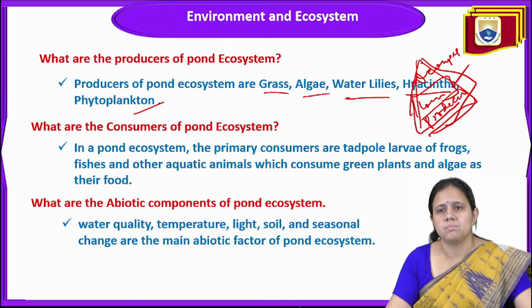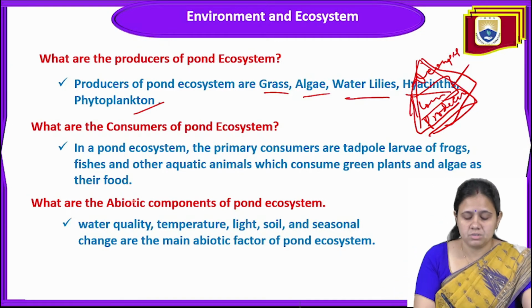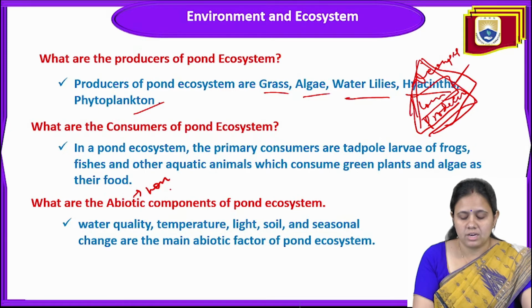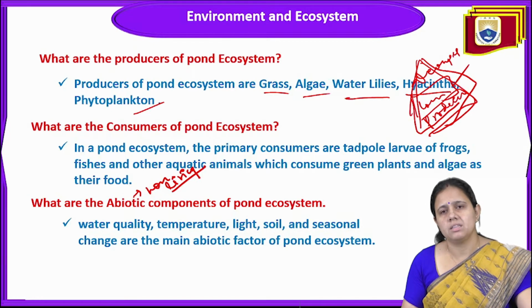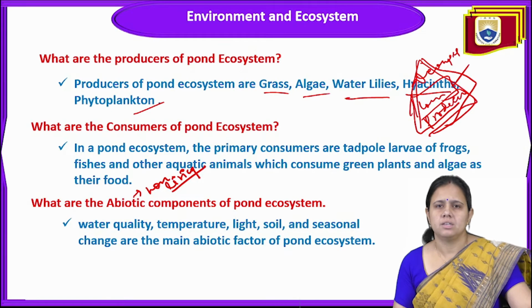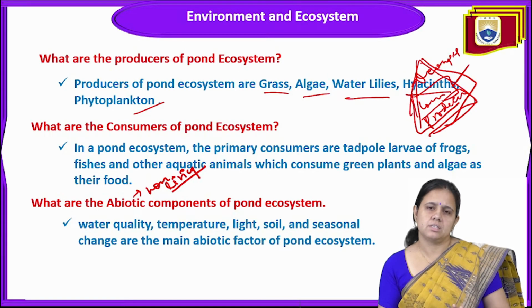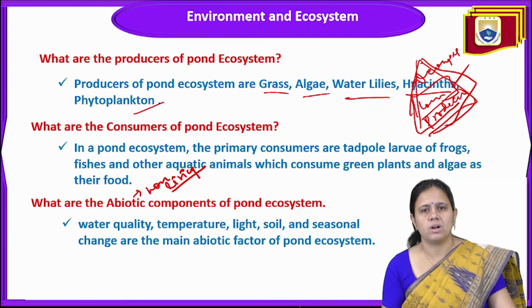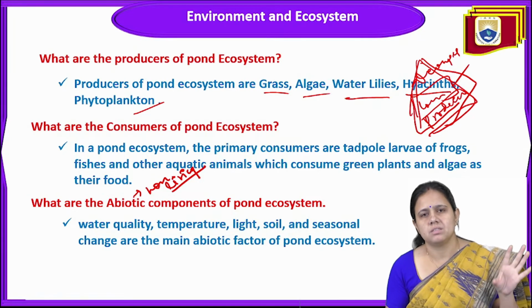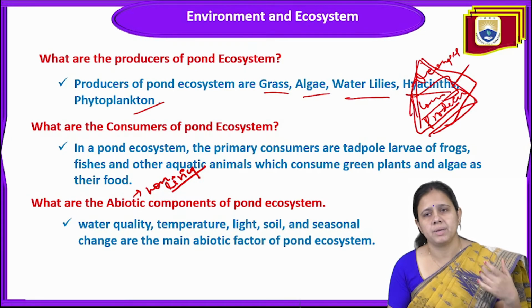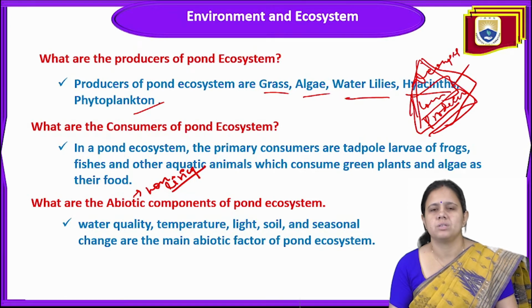Next question is about the abiotic components of the pond ecosystem. Abiotic components means non-living components, as we have already discussed, of any ecosystem. So in this pond ecosystem, the non-living factors present are water quality, temperature, light, soil, and seasonal change. Seasonal change means temperature variation. These are the main abiotic factors of any pond ecosystem.